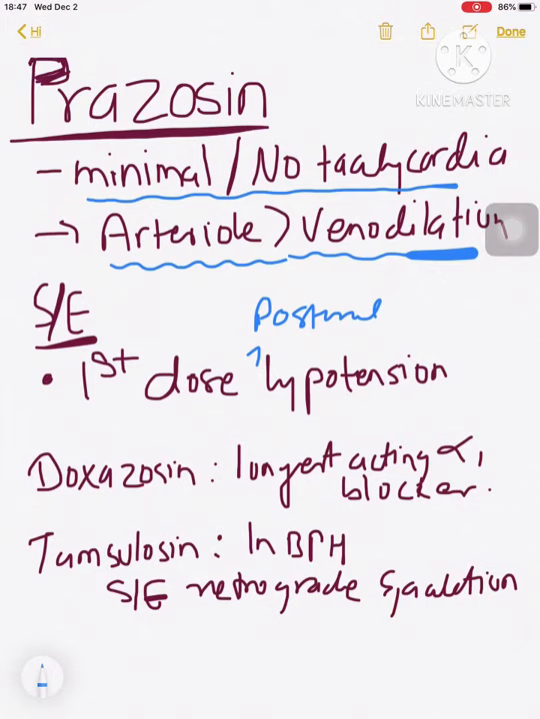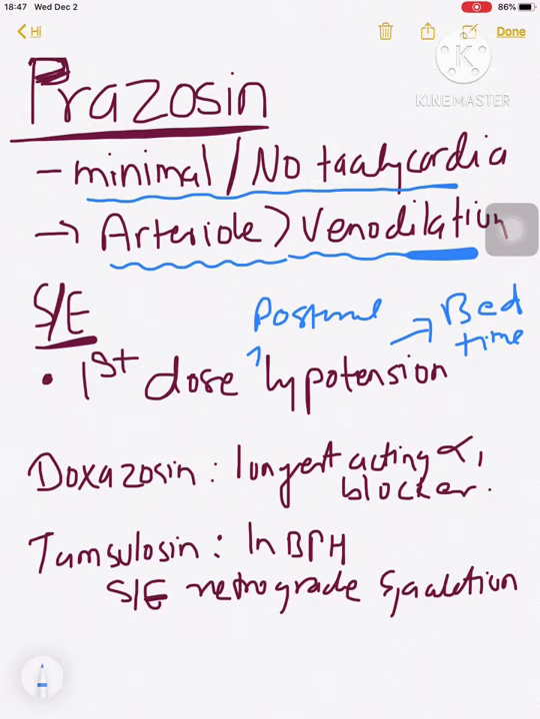Let me write it: bedtime. The person is lying down in bed, which decreases the chance of syncopal attacks due to postural hypotension. Remember, another drug, the ACE inhibitors, also have this first dose phenomenon.